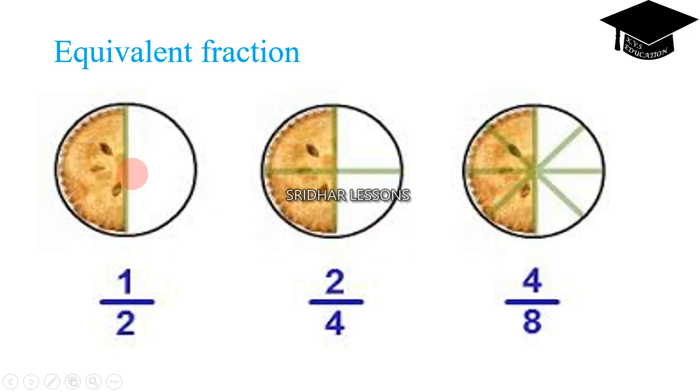One pizza is divided into half, 1 by 2, and the second pizza is divided into 2 parts, 2 by 4. The third one is divided into 4 parts, I'm sorry, it is 8 parts. And these 4 parts are colored in this pizza. So 4 by 8. These three pizzas are equivalent fractions.